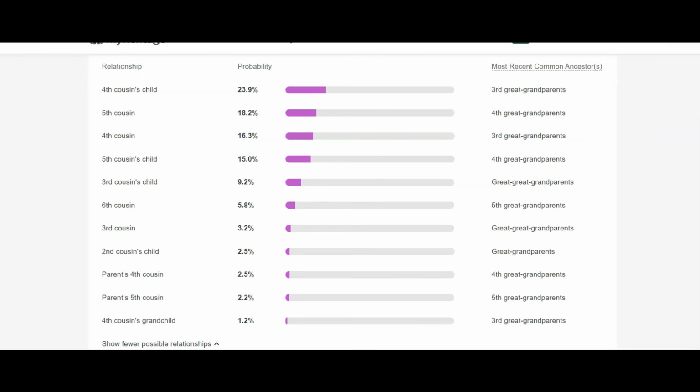So if you've tested at some other company and you have the information that you need, matches' age and their amount of shared DNA, you're away to the races and you can start using the CM Explainer. I hope this helps, and happy hunting!